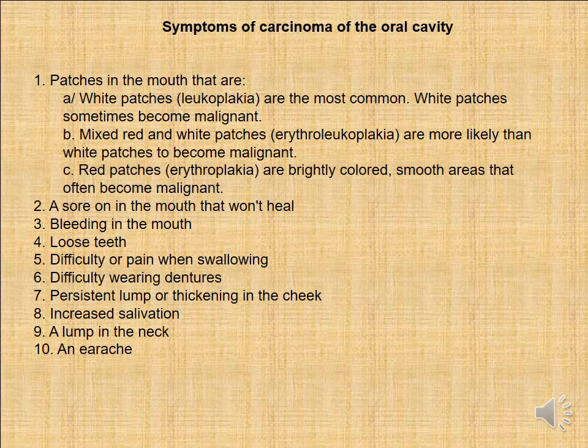Second symptom: a sore in the mouth that won't heal. There may be multiple ulcerations or erosions, and the ulcer does not heal. Then bleeding in the mouth, maybe bleeding in the gingiva, floor of mouth or tongue. Also loss of teeth, which leads to loss of bony support and mobile teeth, and difficulty or pain when swallowing. If there is a posterior malignancy, there is difficulty in swallowing. If the patient wears a denture, it is difficult to wear it. There may also be a persistent lump or thickening in the cheek, increased salivation, a lump in the neck or an earache; sometimes with a tumor the pain radiates to the ear.